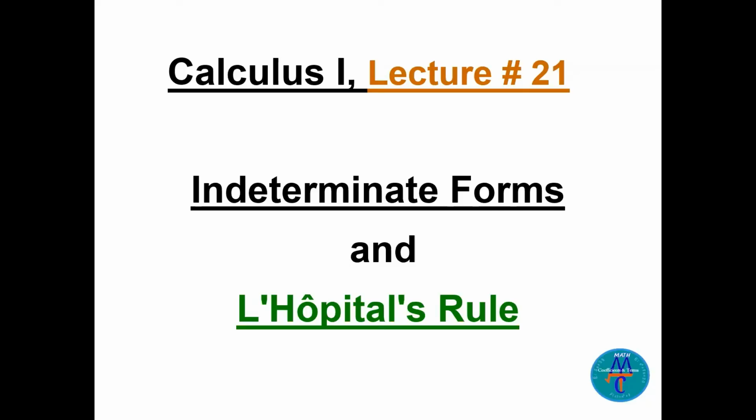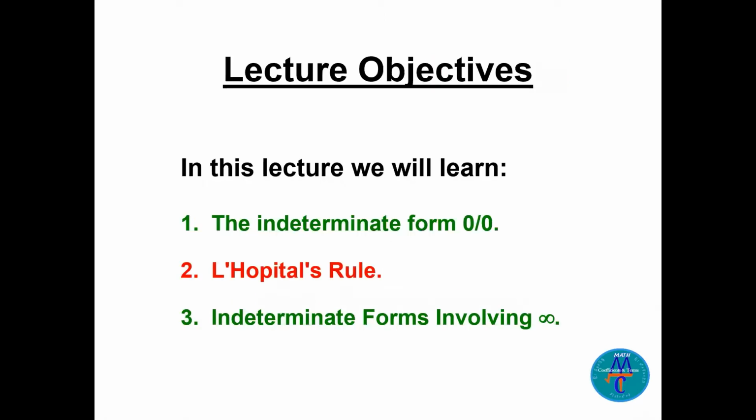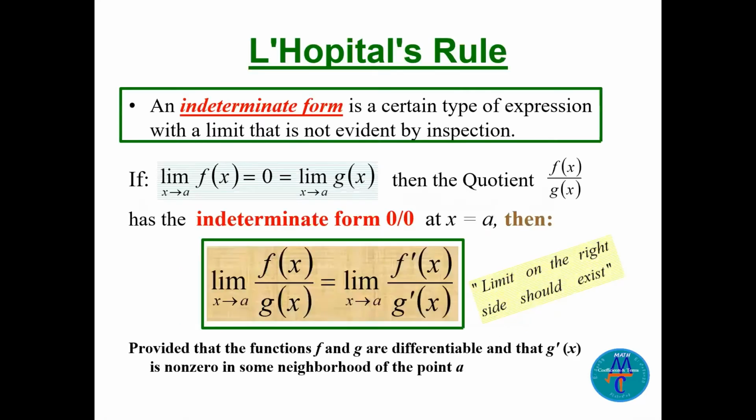This is lecture number 21 of the Calculus 1 lectures: indeterminate forms and L'Hopital's rule. In the objectives, we will see two types of indeterminate forms, 0 over 0 and infinity over infinity, and we will apply L'Hopital's rule, which is a very powerful rule in finding limits.